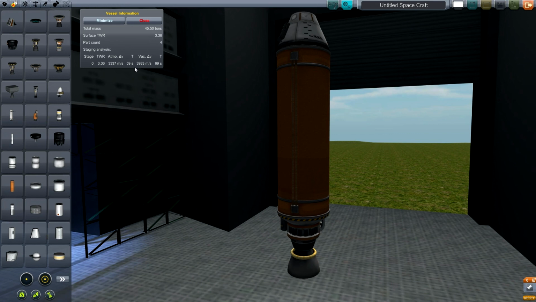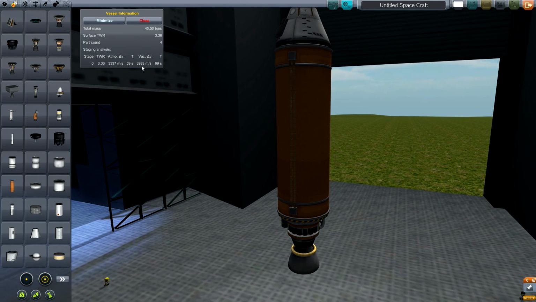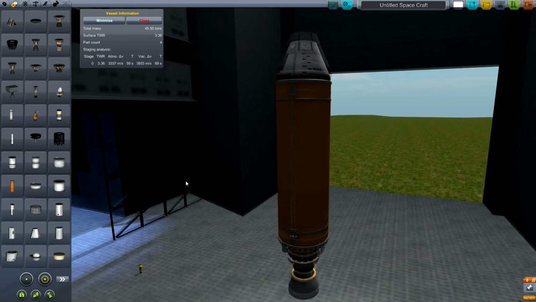We touched on delta V in the last episode. And then there is the time. The time is the amount of fuel that you've got for a burn. So 69 seconds in vacuum. You see we've got the atmosphere stats here and the vacuum stats here. So for example, in a vacuum, we would have 3,933 meters per second of delta V, and that would last for a total of 69 seconds. So if we just put the engine on full throttle and left it there, it would be 69 seconds before we ran out of fuel, and in those 69 seconds we would expend 3,933 delta V.